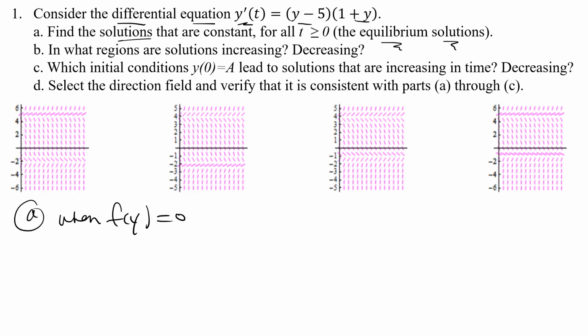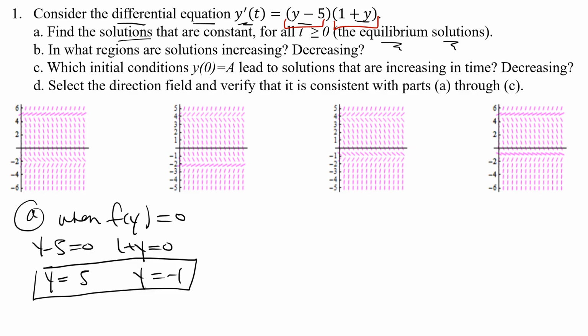So all you simply will do is take each of your factors and set them both equal to 0. If we set y minus 5 equal to 0 and y plus 1 equal to 0, then we simply get y to be 5 and -1. So these are your constants where we have these solutions.